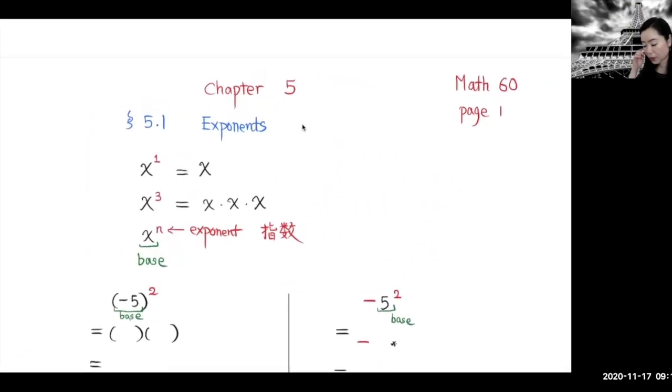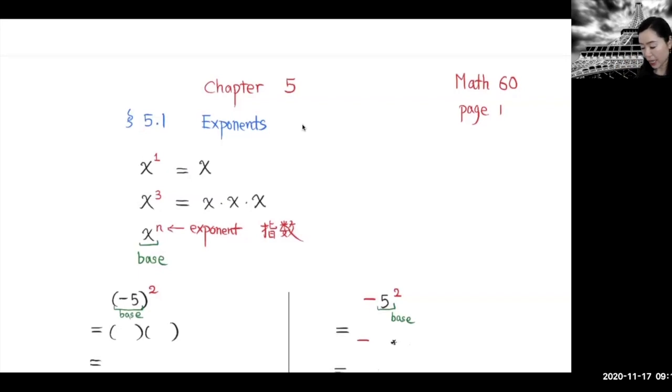Okay, so chapter 5, this is for exponent, okay? So x to the first power is usually when the exponent here is 1. When the power over here is the first power, we omit the 1, we just put x. Now, x to the third power here, that means x multiplied by itself 3 times. So this number up here is called the exponent, and that indicates how many times this base over here is multiplied by itself.